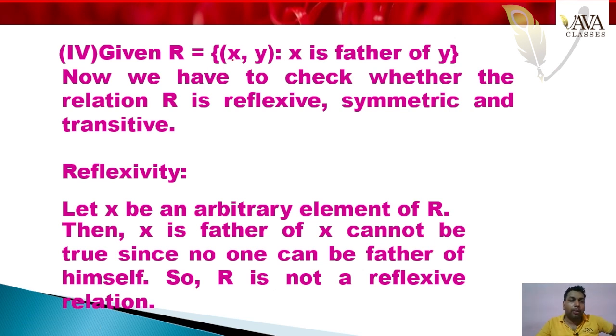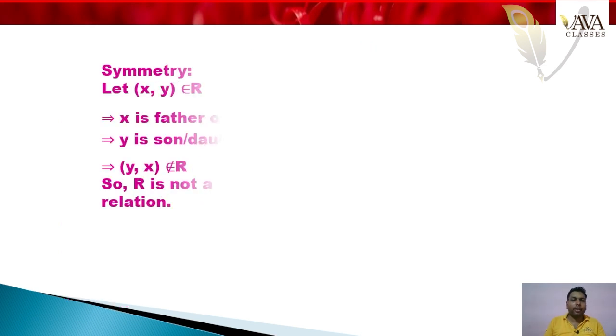Now question number 4. Given R equals the ordered pair (x, y) such that x is the father of y. Now we have to check whether the relation is reflexive, symmetric, or transitive. Reflexivity: let x be an arbitrary element. Then x is the father of x, which cannot be true since no one can be the father of himself. So R is not a reflexive relation.